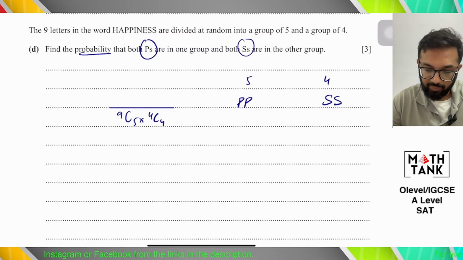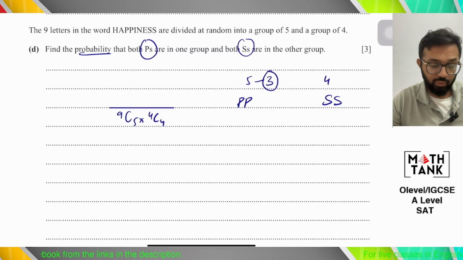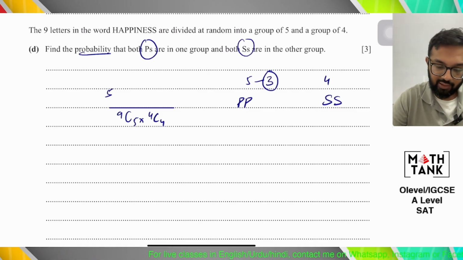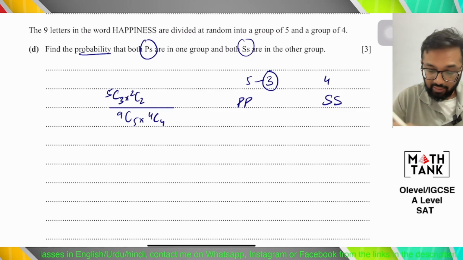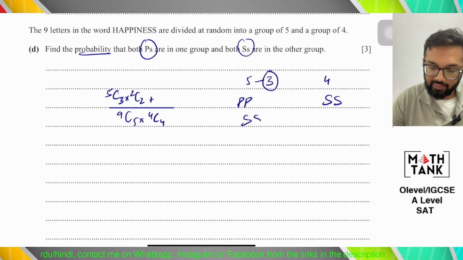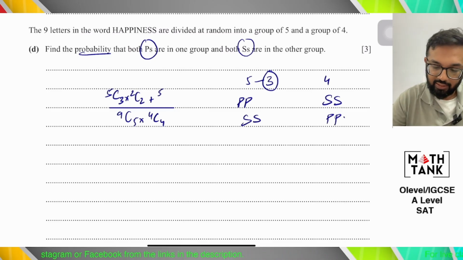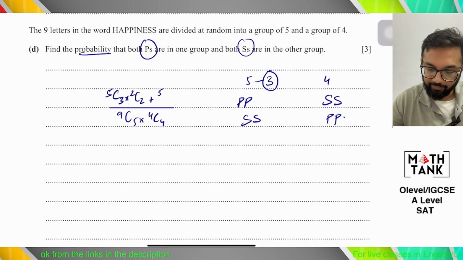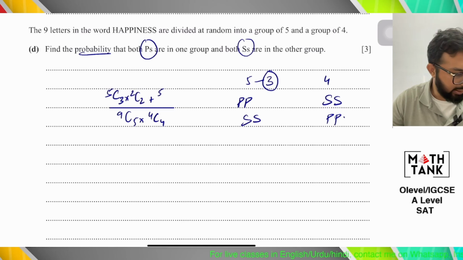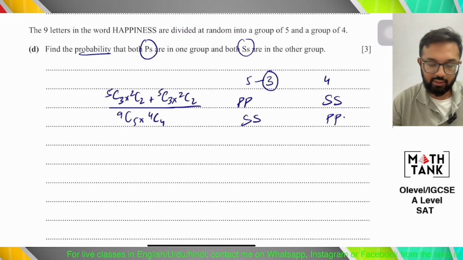So how many more do I need in this group? 3. How many more do I have available? Because the 2 S's got separated and 2 P's got separated, I'm left with 5 other letters. So that's 5C3 into 2C2. Then it could be the other way around as well. I could have the S's here and then the P's here. So in that case, I would again be selecting 5C3 into 2C2. Yeah, that's the correct way of doing it.